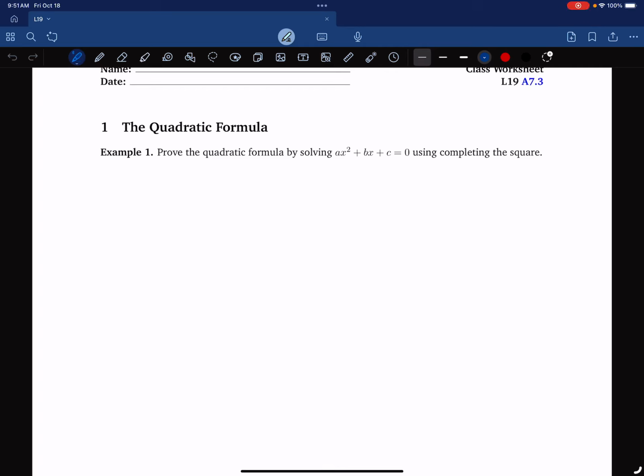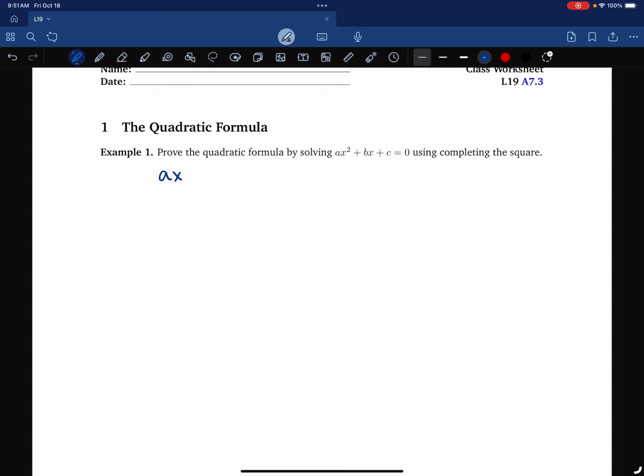Okay, so in this video, we're going to talk about the quadratic formula and how to use the quadratic formula to solve quadratic equations. Starting with example 1, we're going to prove the quadratic formula by completing the square, which is a topic that we covered before. Let's start with the equation. I'm going to copy this equation.